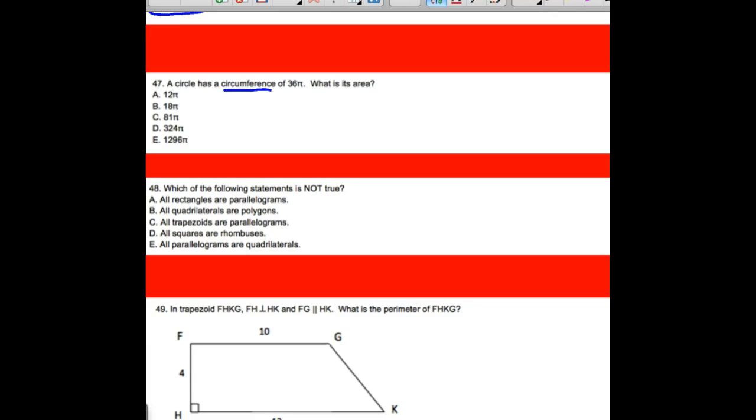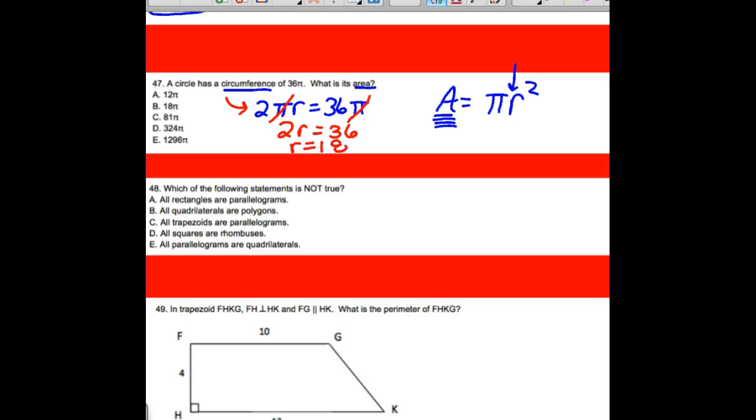Number 47, we have a circle with a circumference of 36 pi. Distance around, that's what circumference means, and that's 2 pi r. It asks you for its area. Area, thinking of, again, square feet, square inches, is pi r squared. For me to get that area, which is what I'm looking for, I need the radius. So let's go attack the radius with this equation. Divide both sides by pi, and I get twice the radius has to equal 36, which means my radius is 18. That can now get plugged in for the radius.